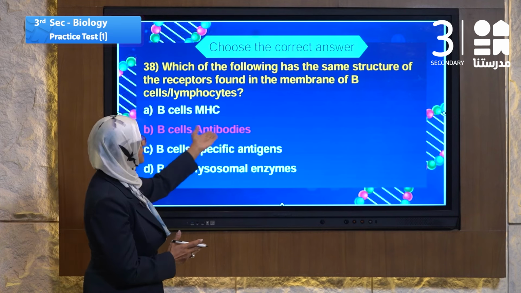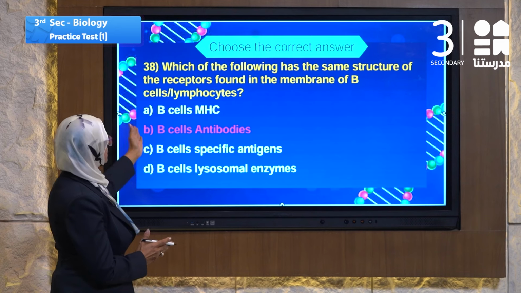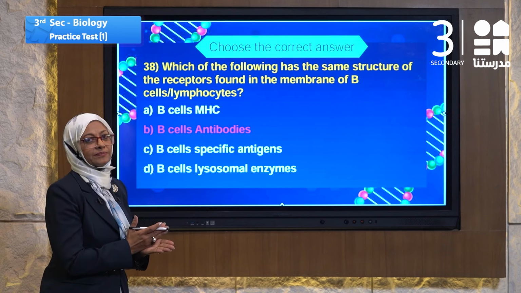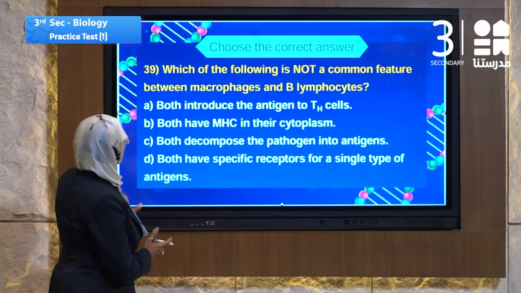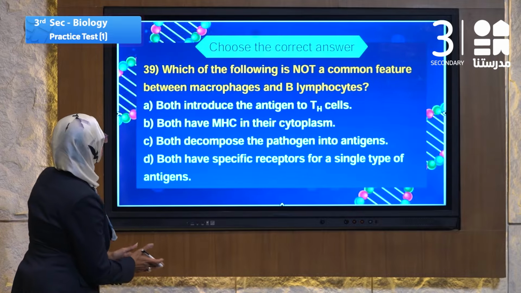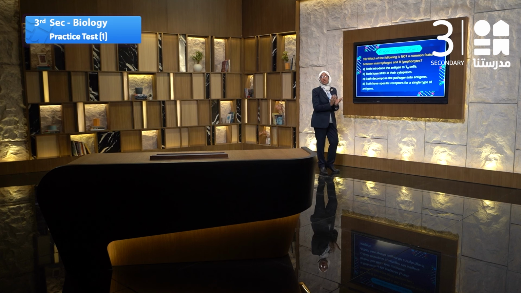B cell antibodies are similar to the receptors found on the membrane. It must be that. Let's go to 39. Let's read the question. Which of the following is not a common feature between macrophage and B lymphocytes? Not a common feature, not similar to each other.